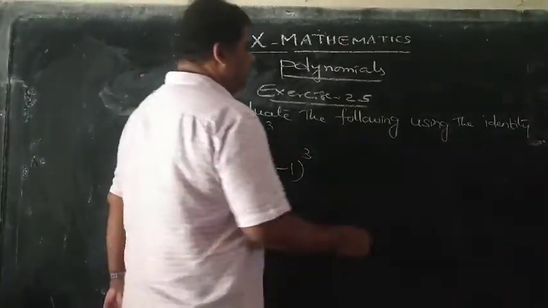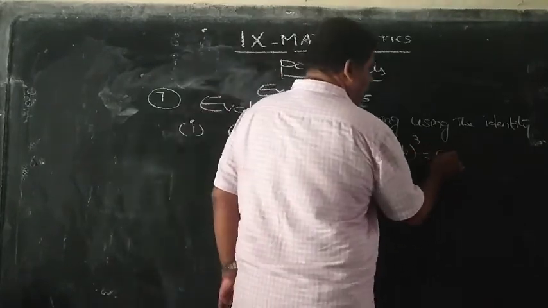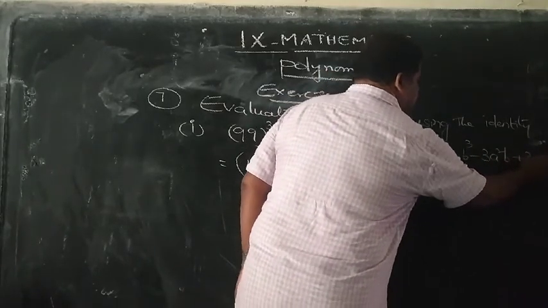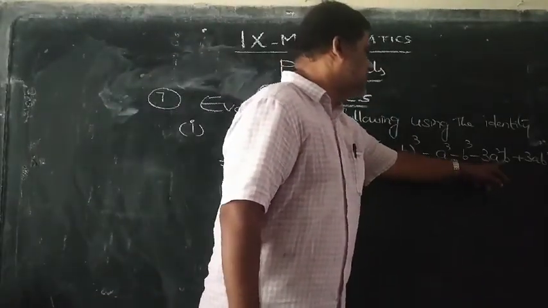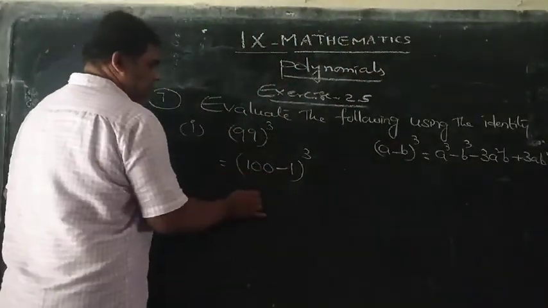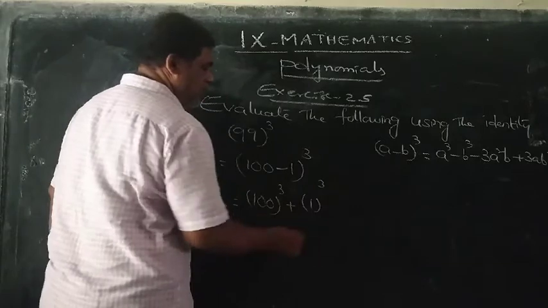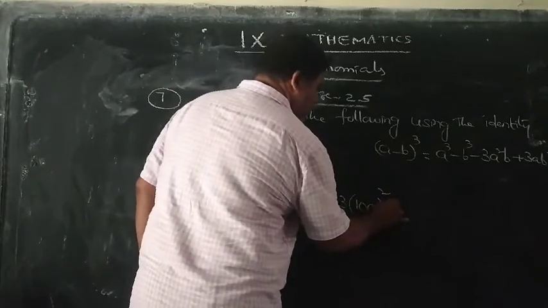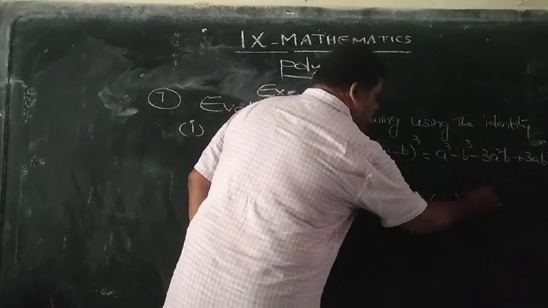Now this is in the form of a minus b whole cube. A minus b whole cube formula is a cube minus b cube minus 3a square b plus 3ab square. Here a value is 100, b value is 1. So first a cube, that is 100 whole cube, minus b cube 1 cube, minus 3a square b, 3 into 100 square, plus 3ab square, that is 1 square.